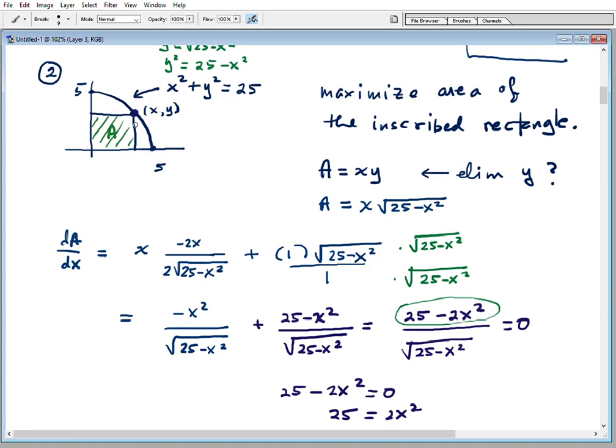A square will maximize the area. If it were not a square, if this were skinnier, the area would be less. Or if this were a little flatter, the area would be less. So that's what that tells us. Any questions?